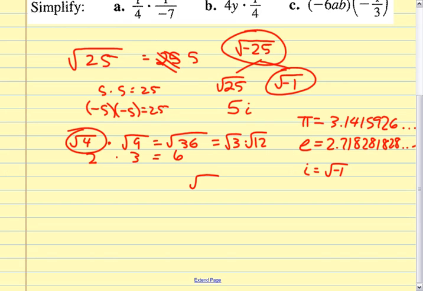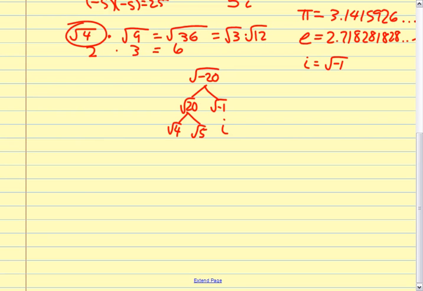What if it was like negative 20? Then I would separate the square root of negative 20 into the square root of 20 times the square root of negative 1. Okay? And this turns into i. And I can simplify that. Do you agree that this is also the square root of 4 times the square root of 5? It's like a factor tree, right? Well, what is the square root of 4? 2. So I would say 2i root 5. That's the way I order it.